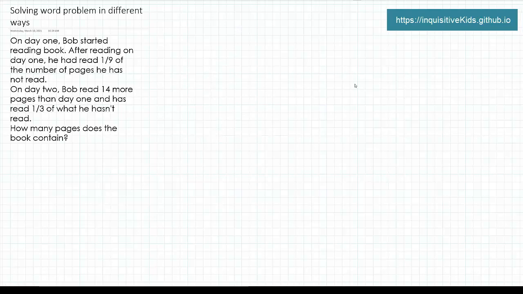Another way to do this word problem is with fractions. So if we do it that way, on day 1, he has read 1/10 of the book. And on day 2, Bob has read 1/4 of the book.